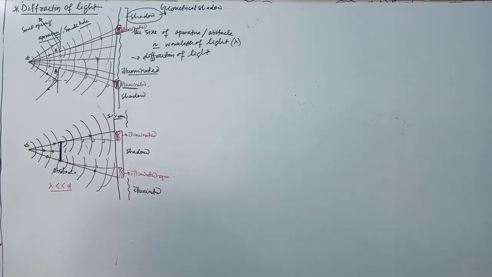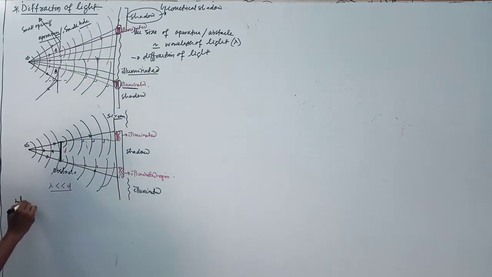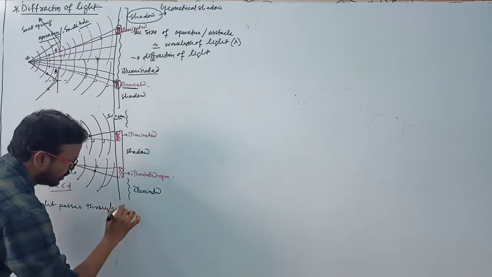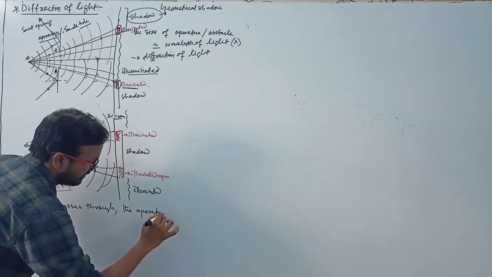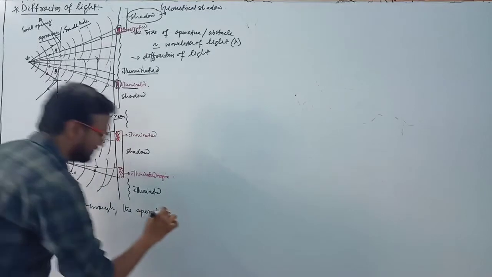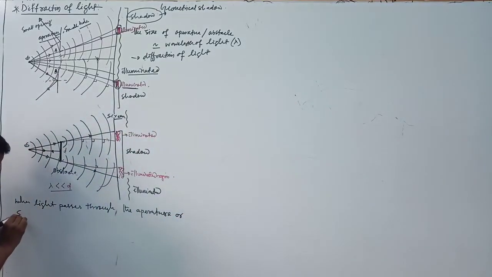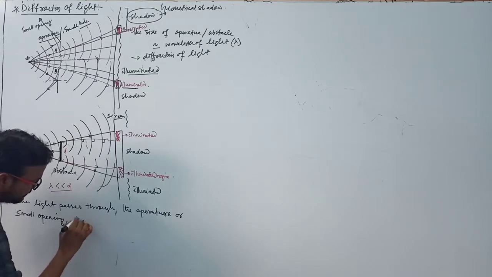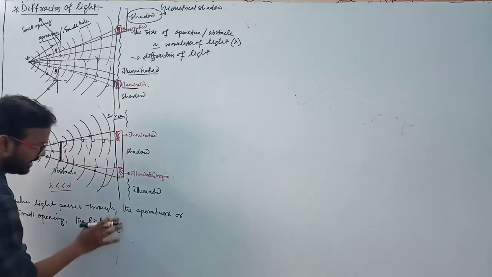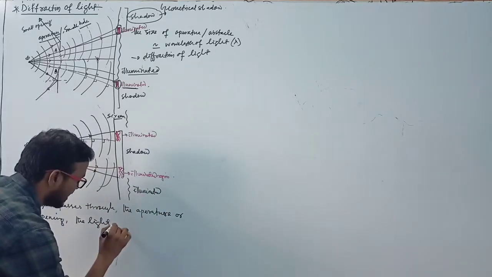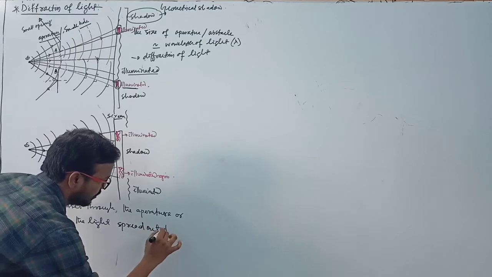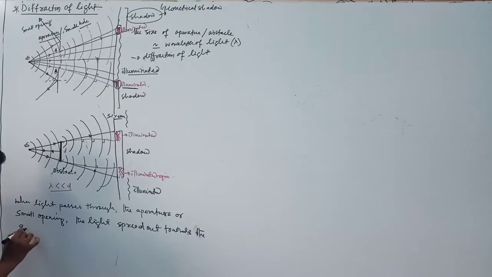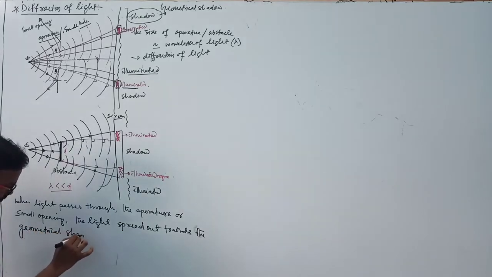Clear? Okay, if you want to write the definition of diffraction of light, it means when light passes through an aperture or small opening, the light spreads out towards the geometrical shadow region.